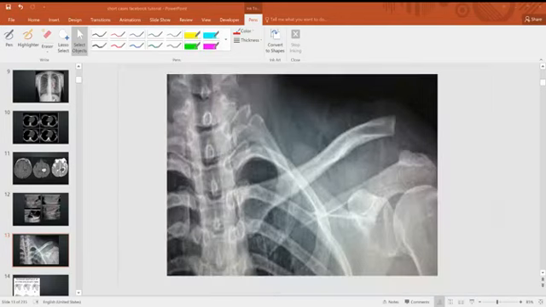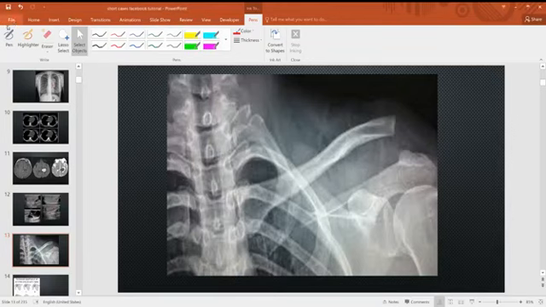So this patient has trauma, and you see that this is the clavicle, distal clavicle, and this is the acromion here, and this is the separation here. So separation of the acromioclavicular joint, and also increased distance, and this is the coracoid here, and this is the clavicle here, and increased distance of the coracoclavicular area.